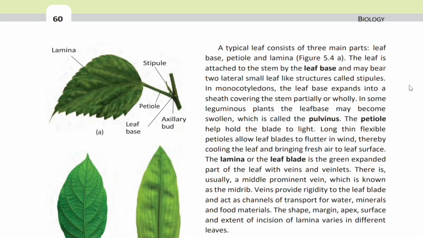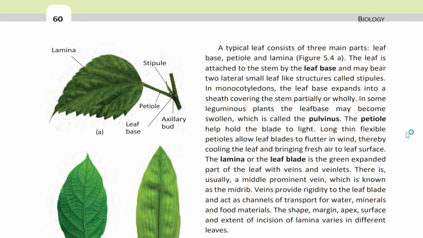Long, thin, flexible petioles allow leaf blades to flutter in wind, thereby cooling the leaf and bringing fresh air to the leaf surface. The lamina or the leaf blade is the green expanded part of the leaf with veins and veinlets. There is usually a middle prominent vein which is known as the midrib.